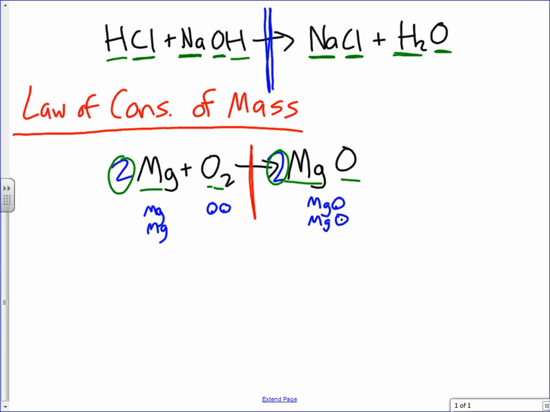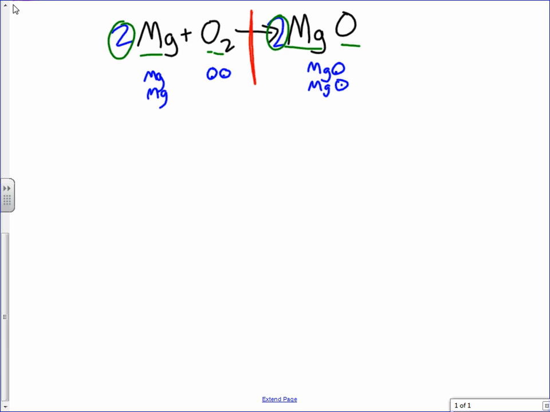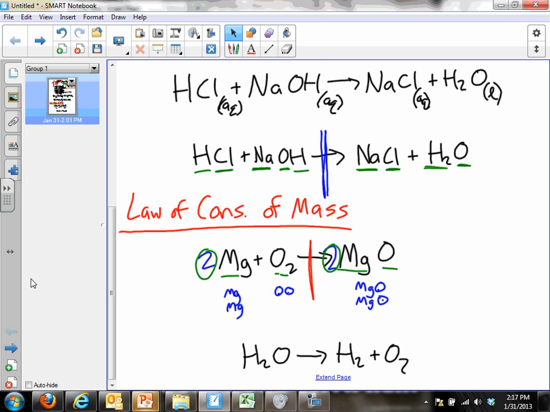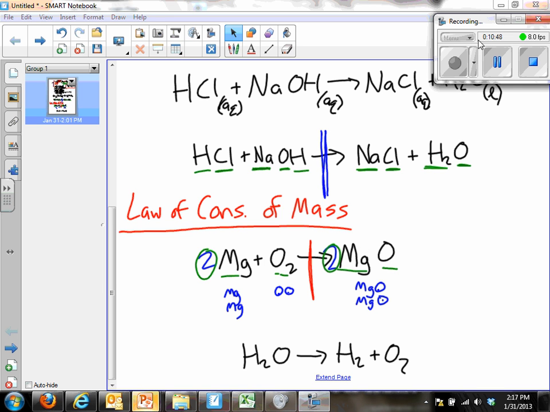Okay, I'm going to give you guys a few examples, and we're going to practice this balancing a little bit, because this is really important. So, the first example, let's start easy. Water decomposing again. So H2O decomposes to form hydrogen and oxygen gas. And we're going to ignore those phase symbols right now. So go ahead and try to balance this one. Pause the video, give it a shot, unpause, and you'll see the answer.